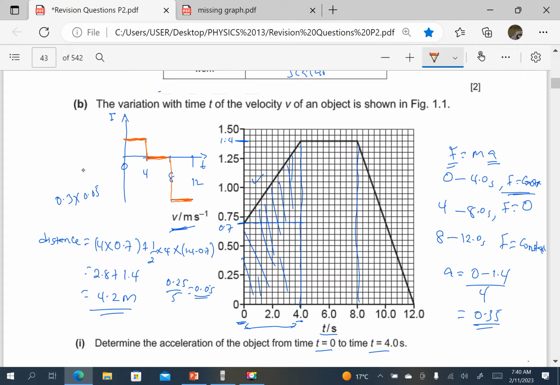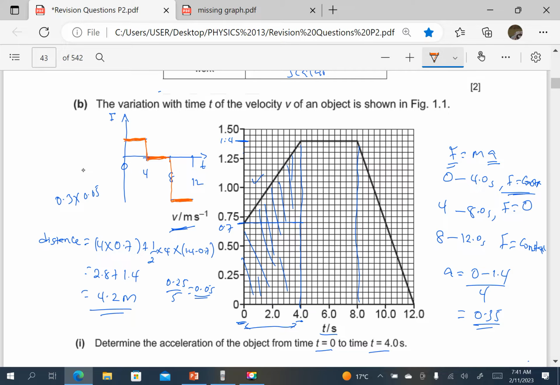So our graph would look like this. For the first case, the force is constant because the acceleration was constant. For the second stage, the force was 0 because the acceleration from the graph was 0, since the gradient was 0. For the last stage, the acceleration is constant but negative because the gradient was constant but negative. However, the gradient was twice the first gradient.